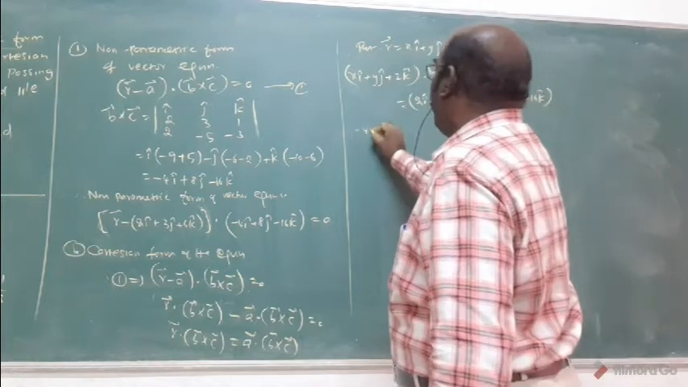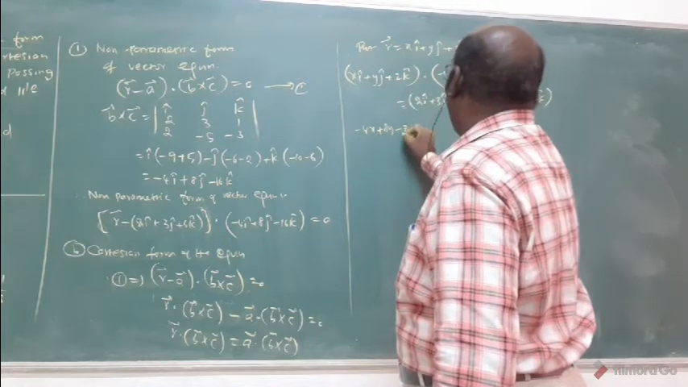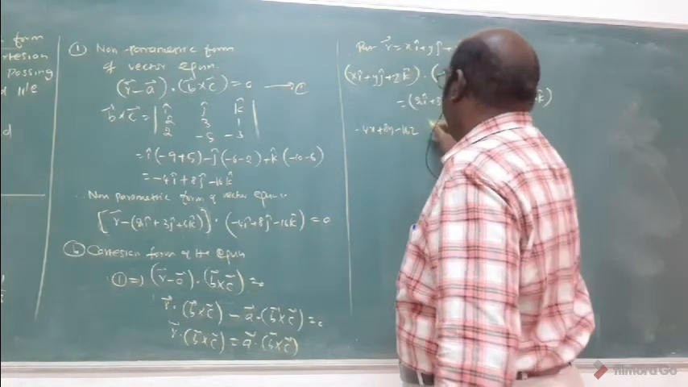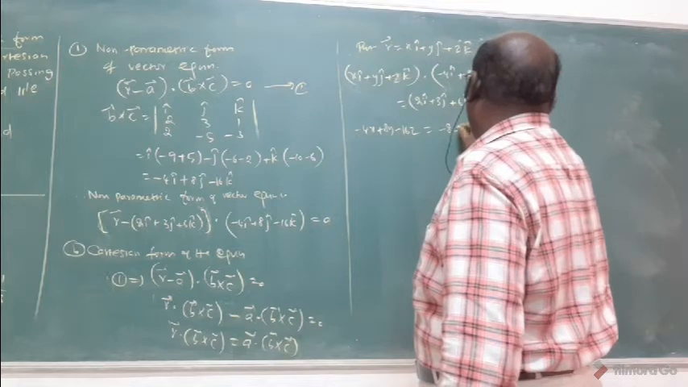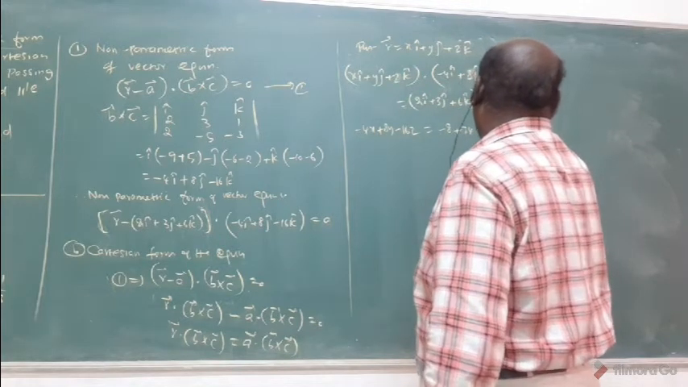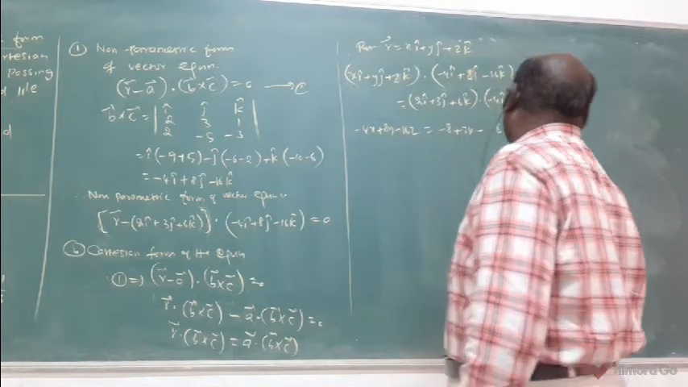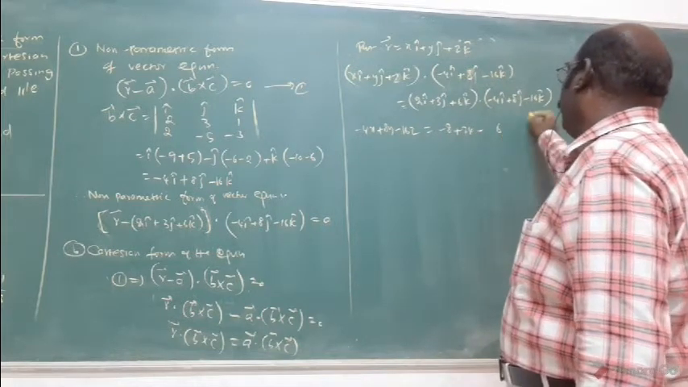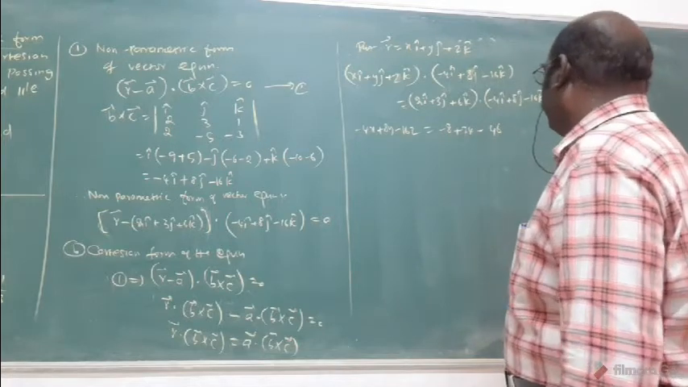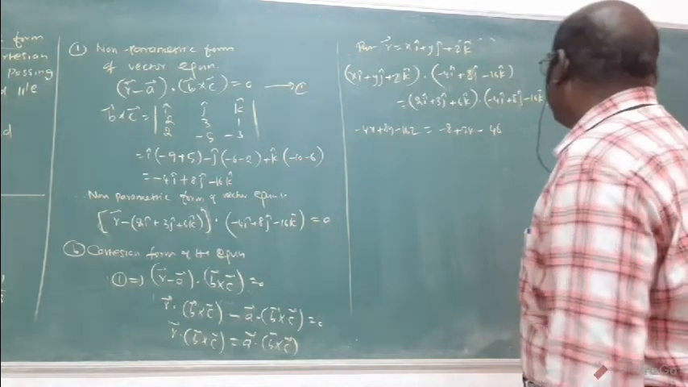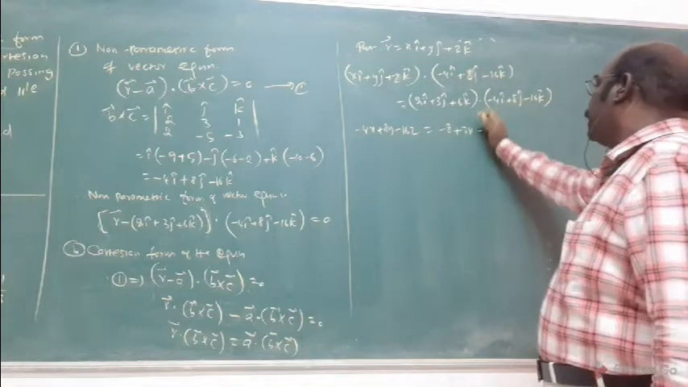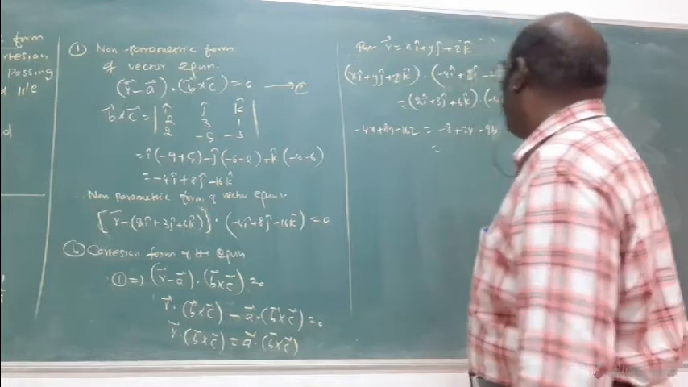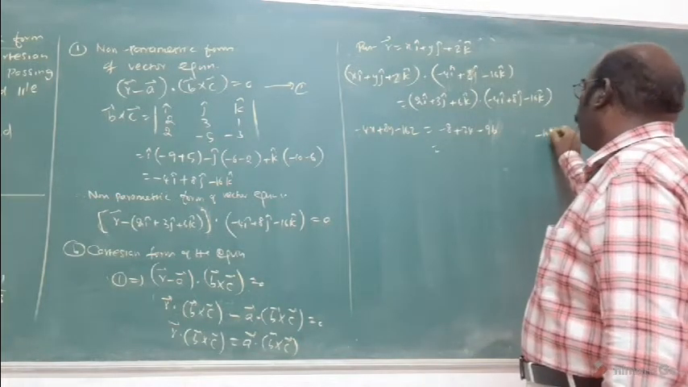What's this one? Minus 4x plus 8y minus 16z equals minus 8 plus 24 minus 96. Alright, now simplify.